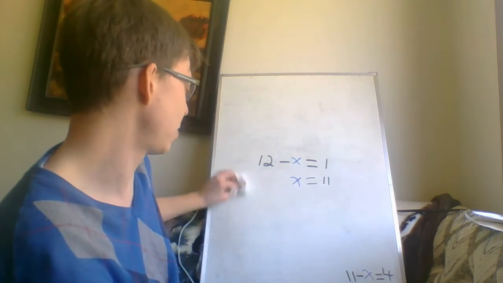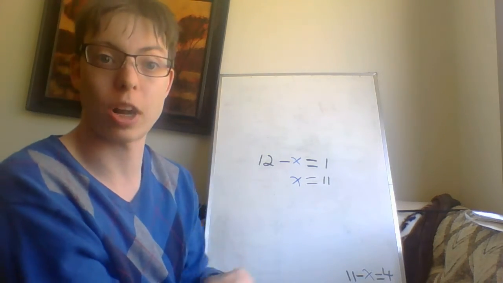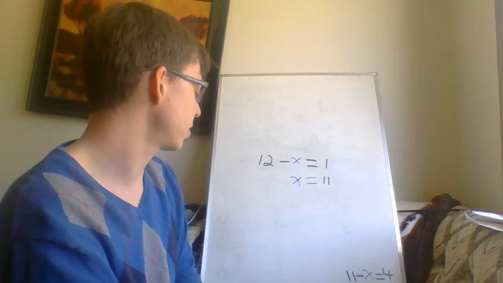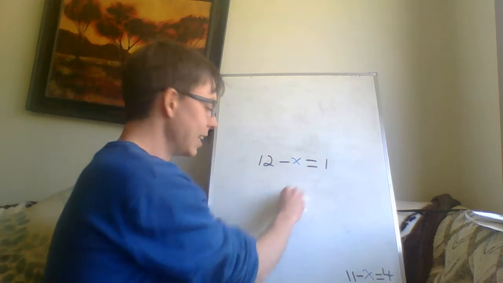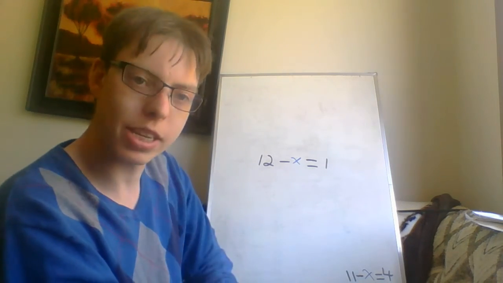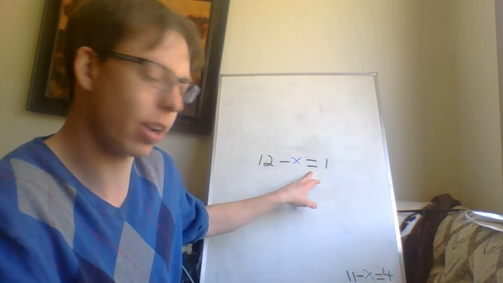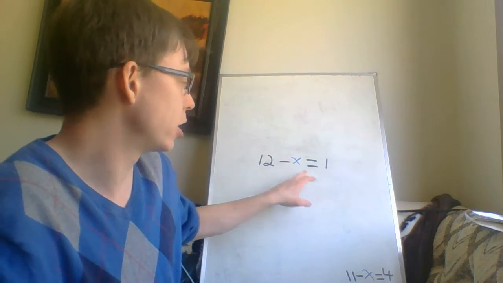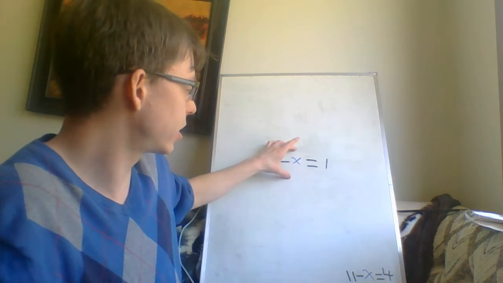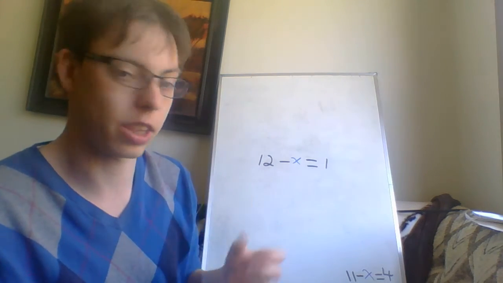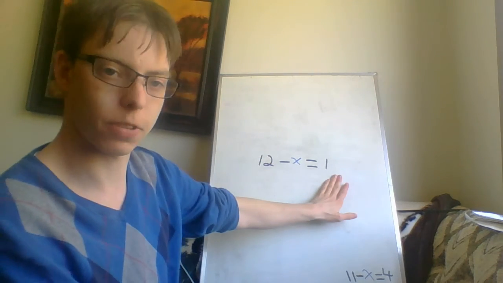Here's the second way to do it, and this is what you want to do when it gets more complicated and a little more confusing. The first thing we want to do on an equation like this is isolate the x. What I mean by that is you want it on one side of the equal sign, and you don't want it to be a negative. I'm going to look at each of these numbers as distinct things. So I have positive 12, negative x, and positive 1.